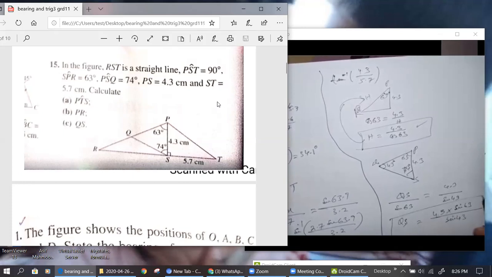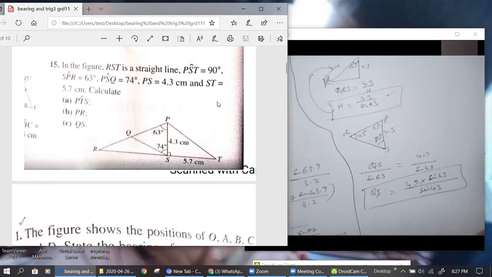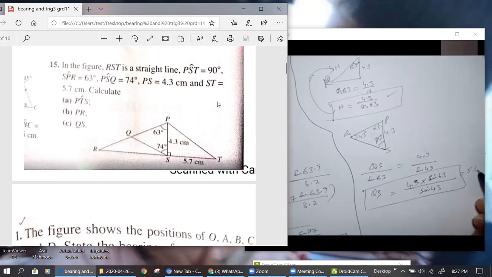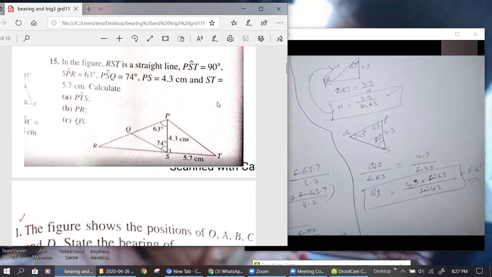Now calculate please and tell me what's the answer. 4.3 times sine 63, divided by sine 43. 5.617. Okay, done. So you have successfully done this one, my dear.